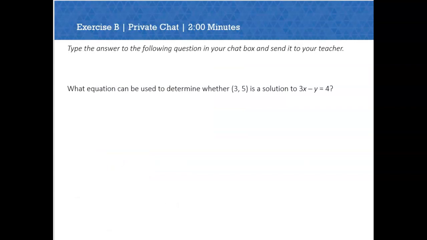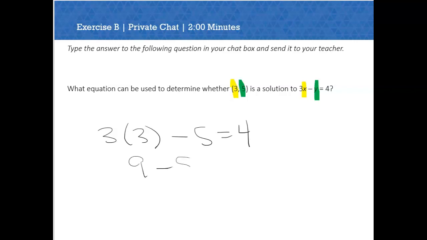What equation can be used to determine whether 3, 5 is a solution to 3x minus y equals 4? So this is just another way for them to write it out. We're just going to plug in wherever we see x and y. So we just need to make sure we know that x comes first. So 3 times 3 minus 5 equals 4. 9 minus 5 equals 4. 4 equals 4. So this is a solution. 3, 5 would be on the line 3x minus y equals 4.